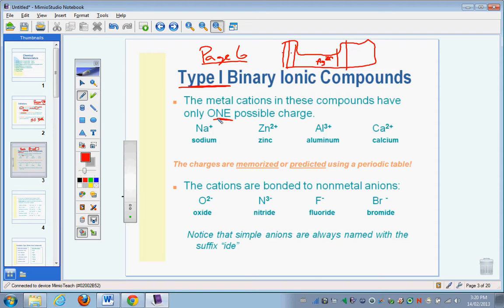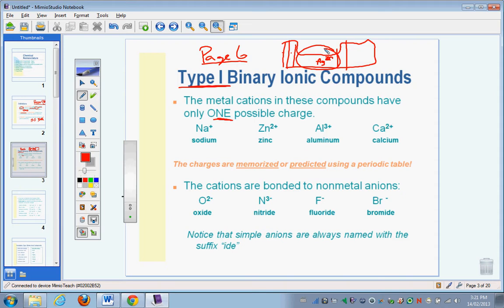On page 6 in the middle, transition metals, if you look, you'll see there's a whole bunch of ions, cations, that have 2 possible charges. Iron can be 2 plus or it can be 3 plus. Copper can be 2 plus or 1 plus. So there's a whole bunch of ions that have more than 1 charge. They're going to be called type 2 cations.